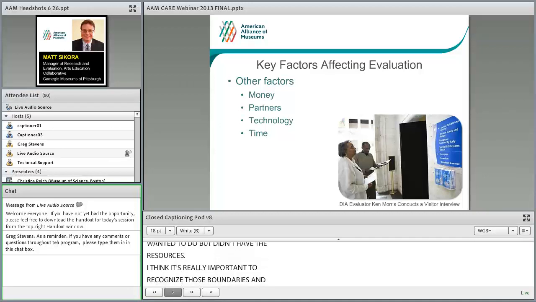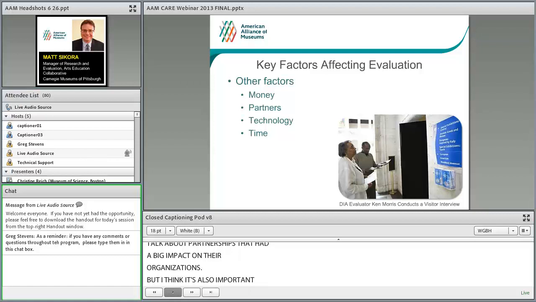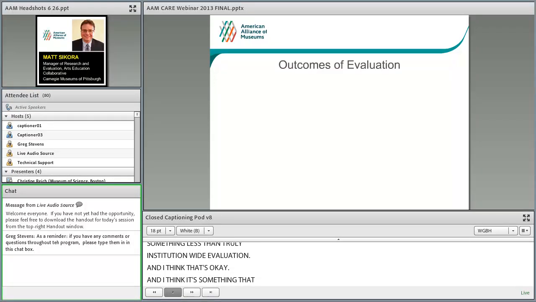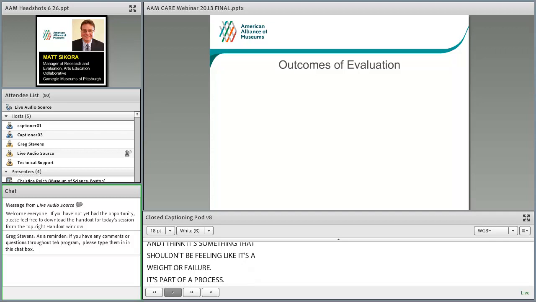I think it's really important to recognize those boundaries and to think creatively about the options for expanding your capacity. You'll hear more about this when Martha and Christy talk about partnerships that had a big impact on their organizations. But it's also important to be realistic about what can be achieved given your limitations. Sometimes the best you can do is something less than truly institution-wide evaluation, and I think that's okay. You shouldn't feel like it's a weight or a failure. It is part of a process.